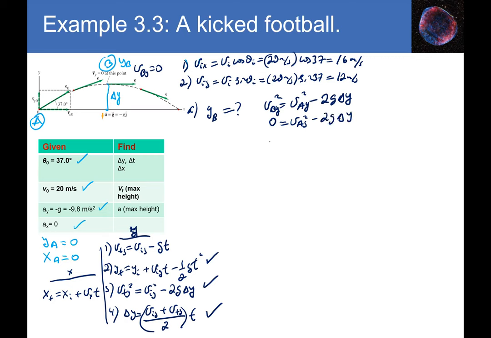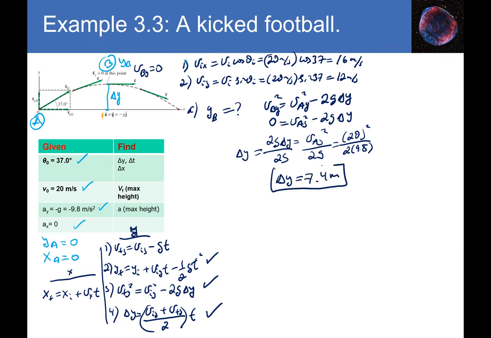Then I rearrange. I take 2G delta Y to the left, and then I have VAY squared. Then divide both sides by 2G, and then I can get my delta Y. So this will be 20 squared, 20 meters per second squared, divided by 2 times 9.8. And what I will get for the delta Y here is 7.4 meters, which means it's going to go 7.4 meters in the Y direction to the highest point. That means point B is the highest vertical position relative to the ground, and it is 7.4 meters above that.